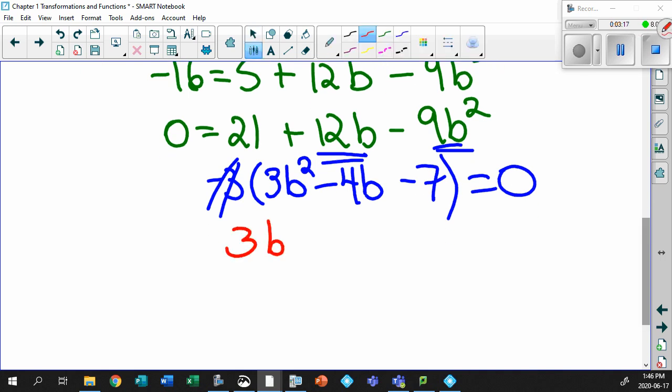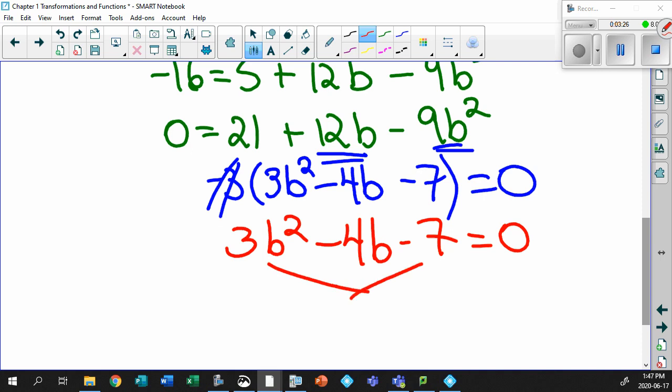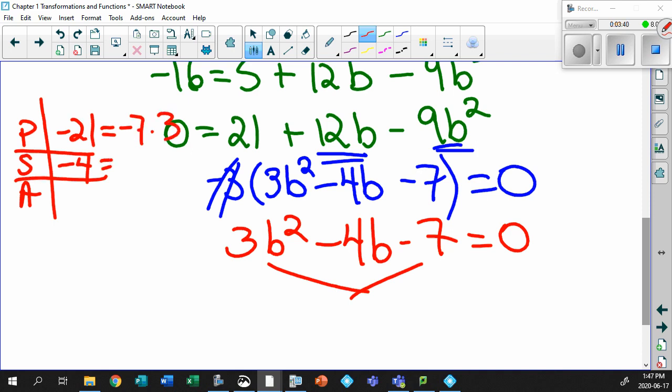3b squared minus 4b minus 7 equals 0. Now, guess what? Just factor it. You know the front factor and back factor. 3 times minus 7, okay, 3 times minus 7 is going to give you minus 21. It has to add up to minus 4. The two numbers, well, guess what? They're already there. Minus 7 and 3. Minus 7 plus 3 works. So you got 3b squared minus 7b plus 3b minus 7.